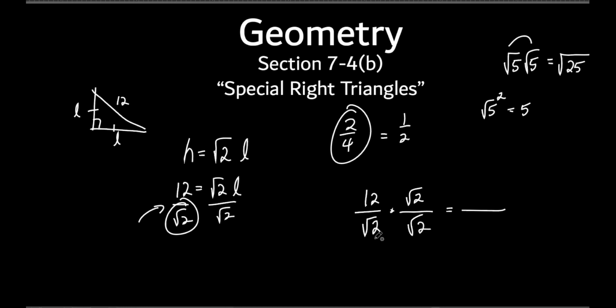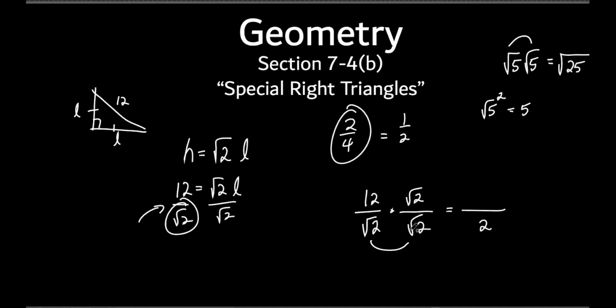I'm doing the square root of 2 because if I multiply this square root of 2 by a square root of 2, what does it do? It gets rid of the square root. You with me? Okay, so what's the square root of 2 times the square root of 2? It's just 2. That's it.